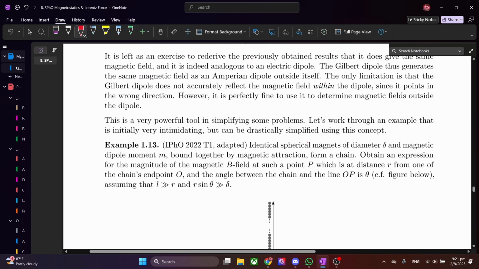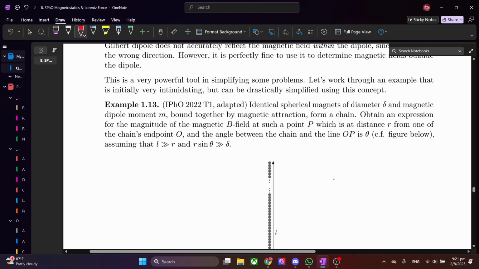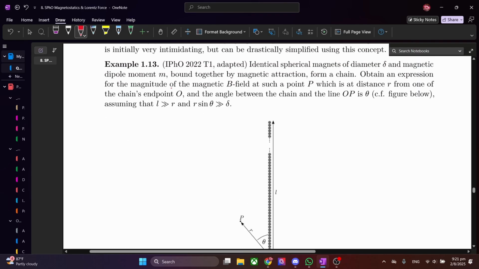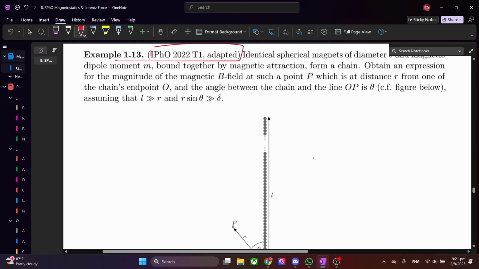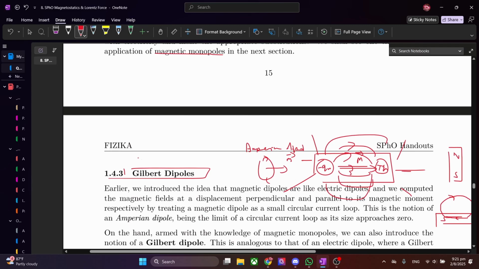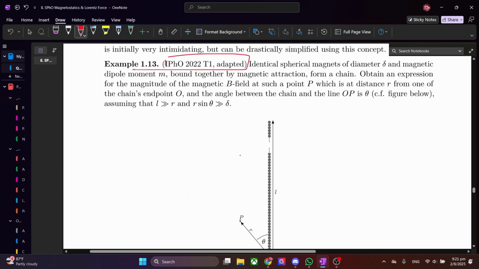And I guess one useful example to go through is this. It's from an SPhO problem. It looks very scary. I was also very scared when I did it. To be fair, I didn't solve it because I was a bit stupid. But here we can actually use the concept of Gilbert dipoles to our advantage.